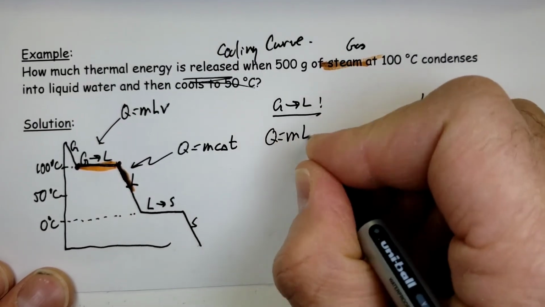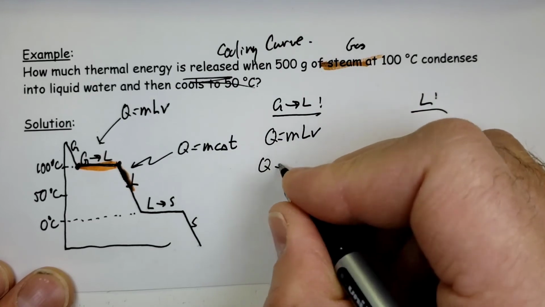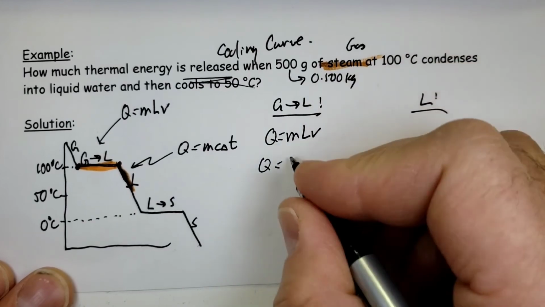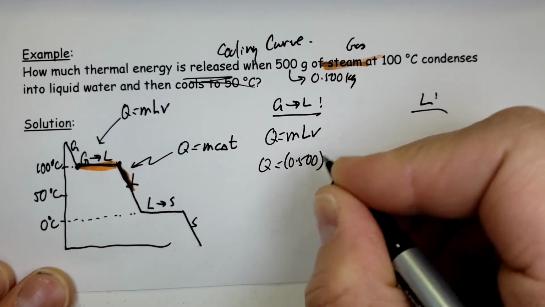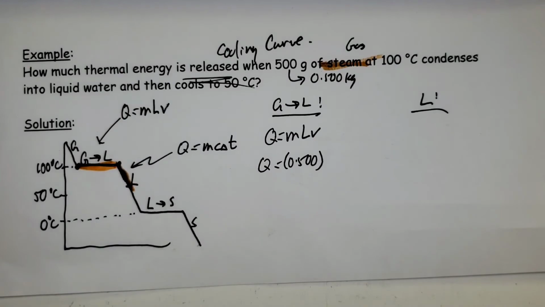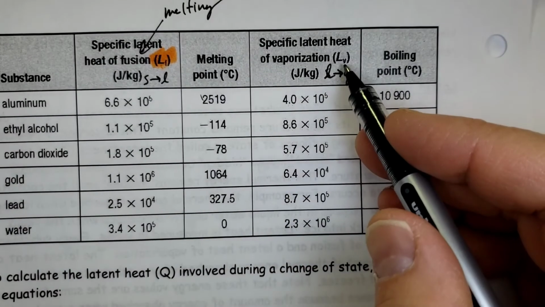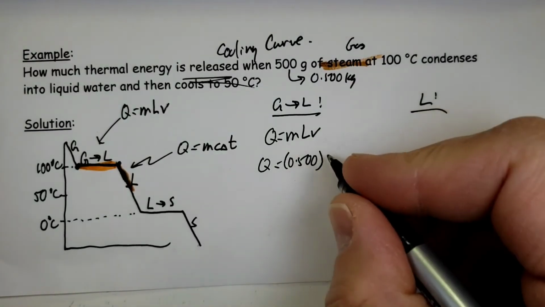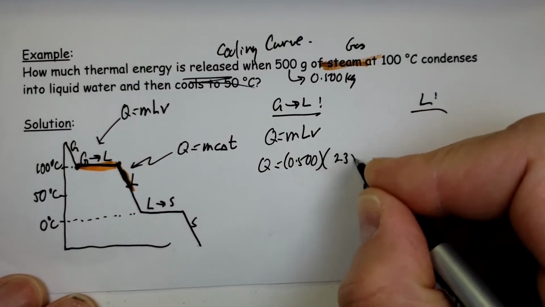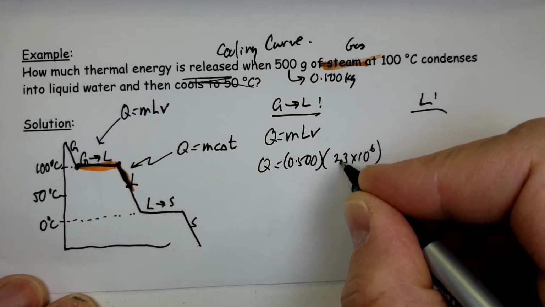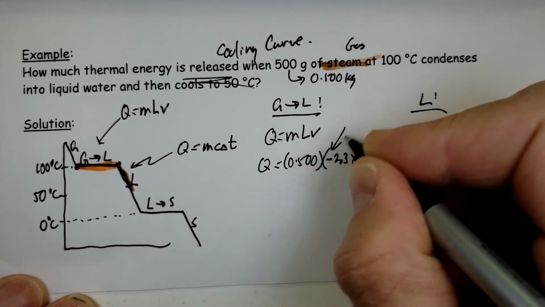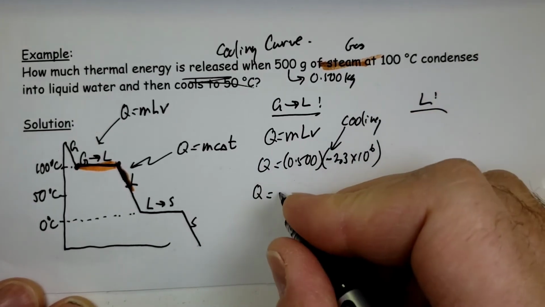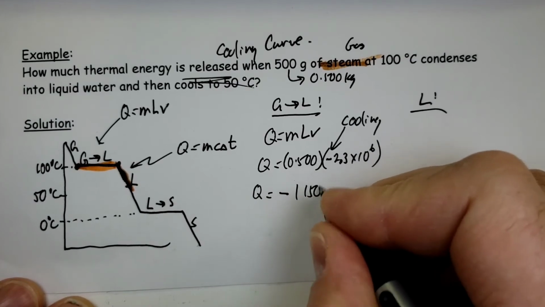Q equals mLV. So it's 500 grams, 500 grams, of course, is 0.5 kgs. The latent heat of vaporization for water, the LV for water, 2.3 times 10 to the 6. But as you guessed it, since it's cooling, we have to put that negative in front of there. So that's going to give us negative 1,150,000.